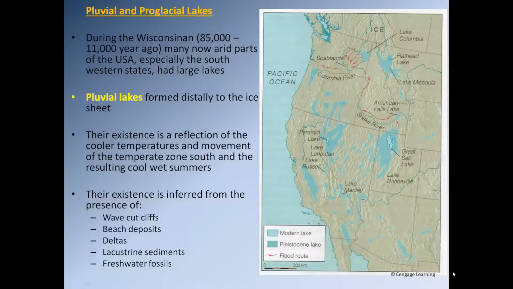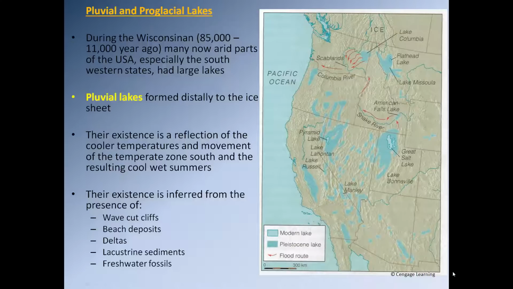So, obviously, the melting of glaciers is going to produce very, very large quantities of water. And this water is going to move, obviously, via rivers, and it's going to gather in areas where we have topographic lows. And so it's going to form lakes, large quantities of lakes. So during the Wisconsin, that's 85,000 to around 11,000 years ago, many now arid parts of the United States, especially in the southwestern states, had very, very large lakes.